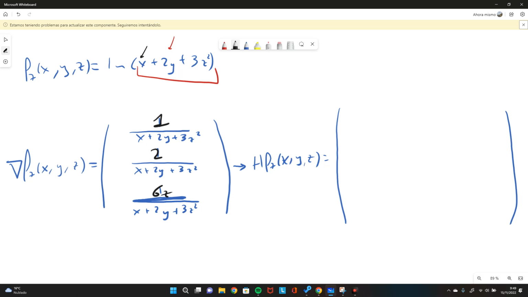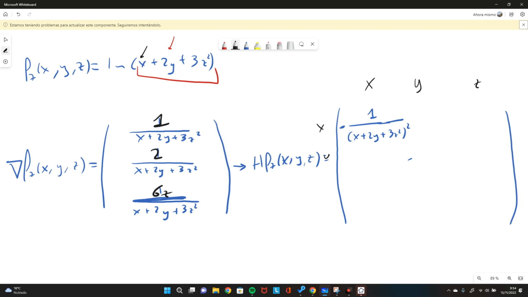Yes, we have to actually think about the general rule of quotients with the derivatives. So in this first case, this is just minus 1 divided by the square of whatever is below. And so this is x plus 2y plus 3z squared, and this to the power of 2. The same here with y, okay? I'm sorry, because of the space. That's yz, xyz. This is just minus 2 divided by x plus 2y plus 3z squared to the power of 2.